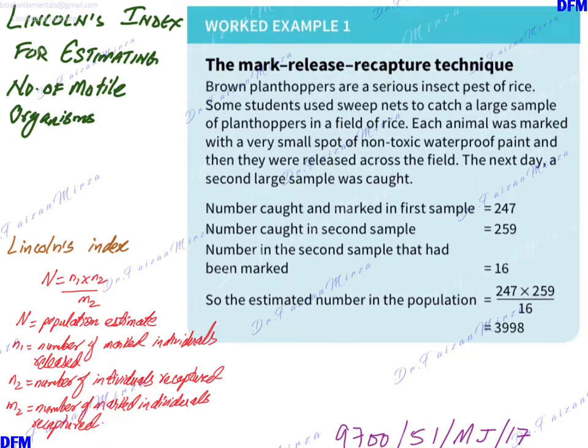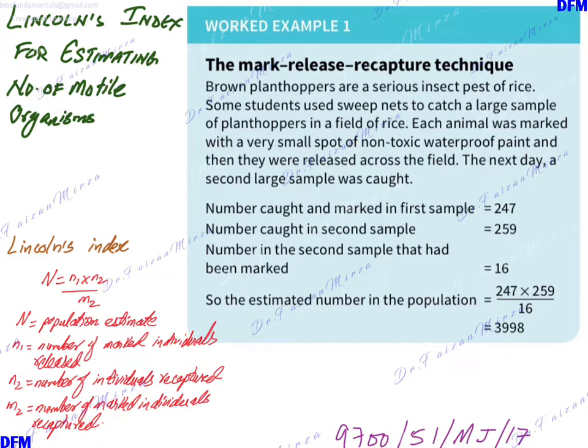We go into the defined area on day one and use a sweeping net to catch these brown plant hoppers, trying to catch a very large number. For example, we caught 247 on day one. All of these we mark with a non-toxic, waterproof dye, with a very small spot so their camouflage is not affected. They don't get cancer or irritation from the dye, and since it is waterproof, it will not wash off. We release all 247 after marking them.